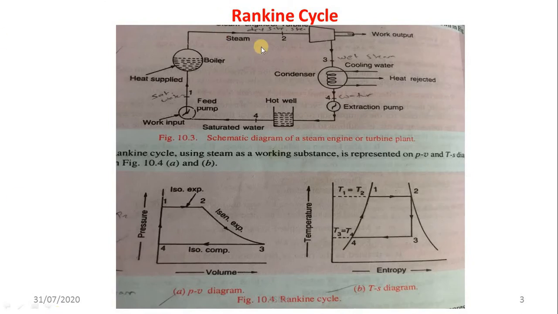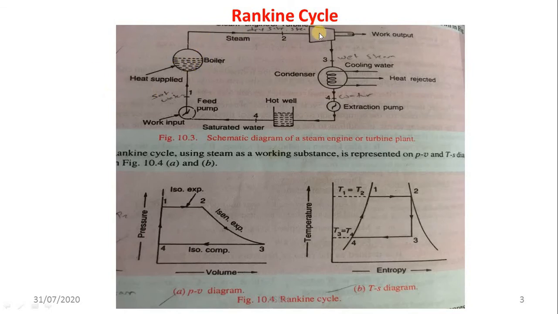Similarly, students, in the case of the Rankine cycle, the components are the same as those of the Carnot cycle, but the only difference is the replacement of the compressor by the pump. But this particular Rankine cycle is the practical one and it is implemented in actual practice in the case of the steam power plant. So this is the boiler where we create the steam.